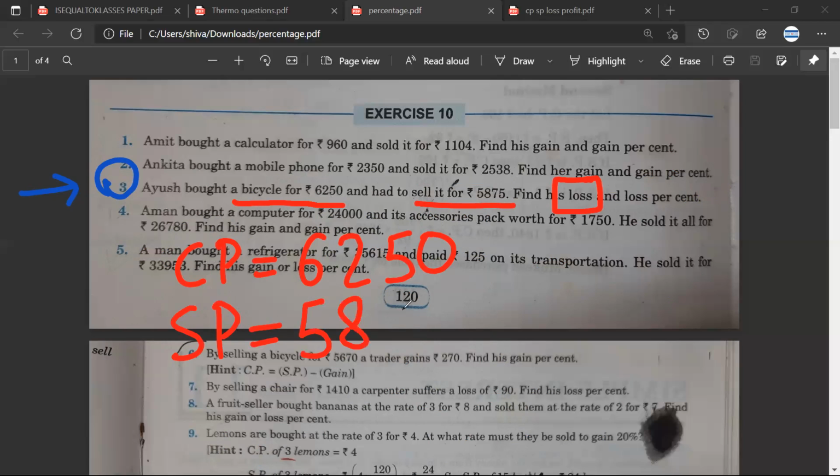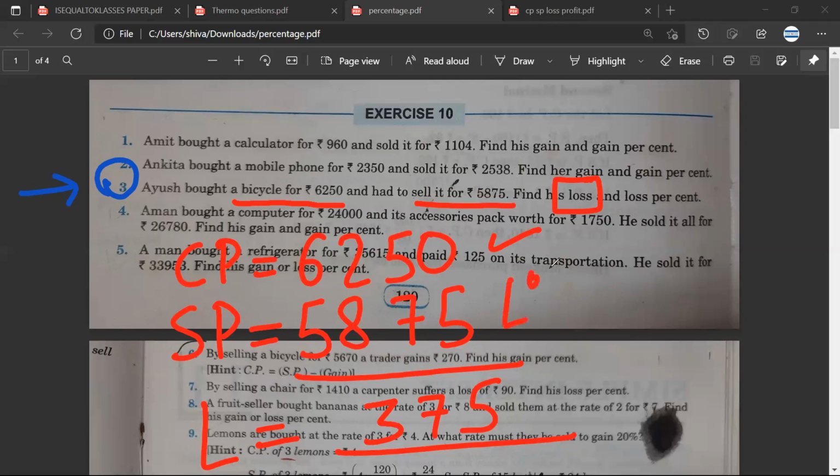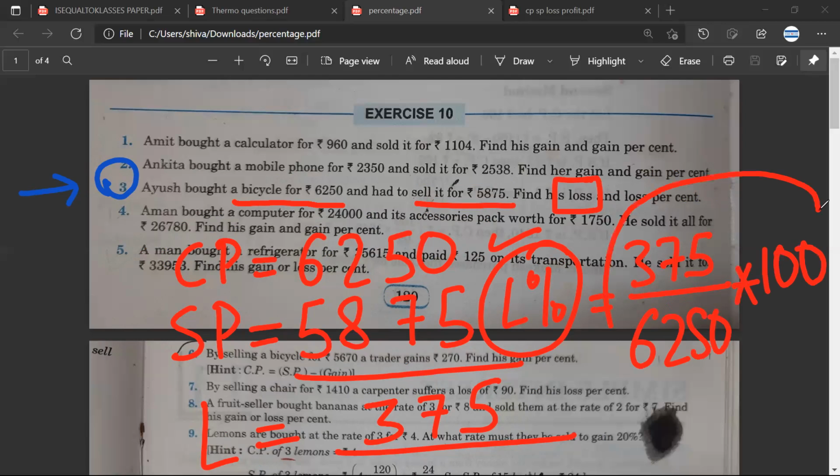So this is my cost price. My selling price is less than my cost price. So I will be making a loss. I'll find the loss. My loss percent would be 375 upon the cost price into 100. Sarthak, is it correct? Yes, sir.